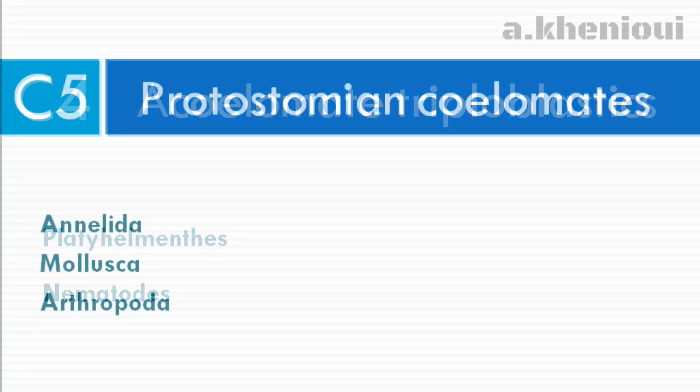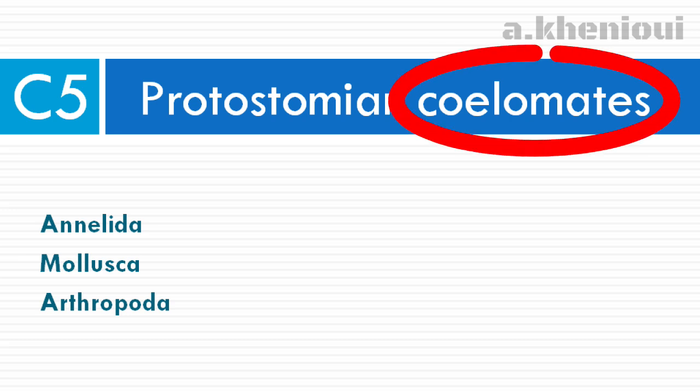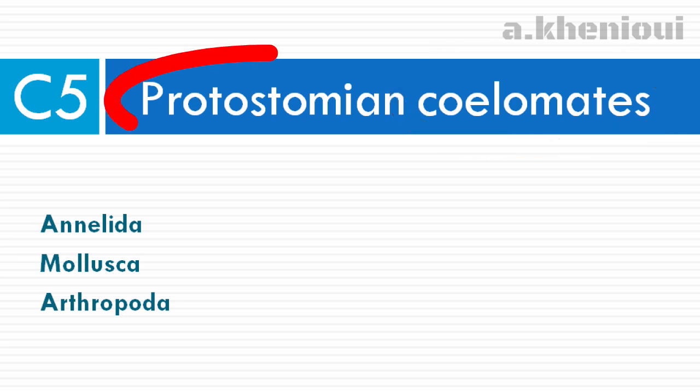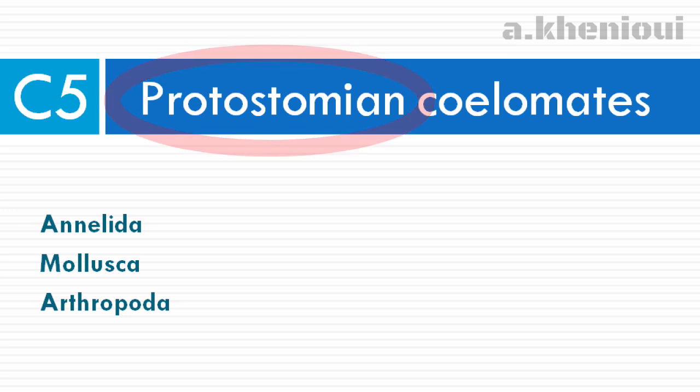The fifth chapter is devoted to study protostomian coelomates. Coelomates are animals that possess a coelom, which is a fluid-filled body cavity present in some metazoans. The mouth of protostomians is formed before the anus during embryogenesis. To this clade belong annelids, mollusks, and arthropods.